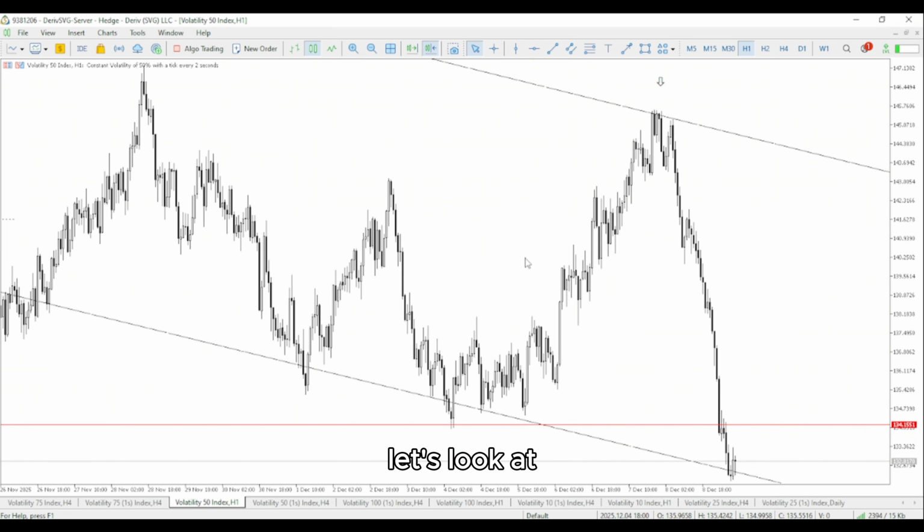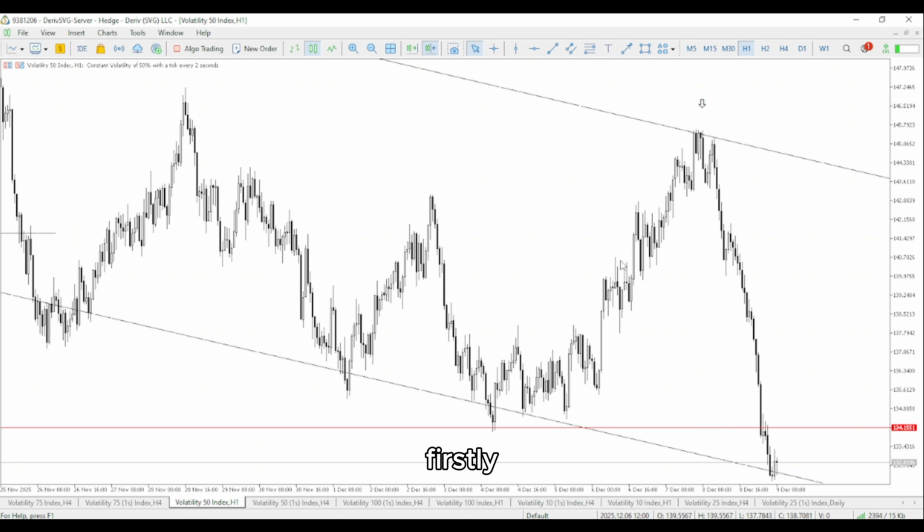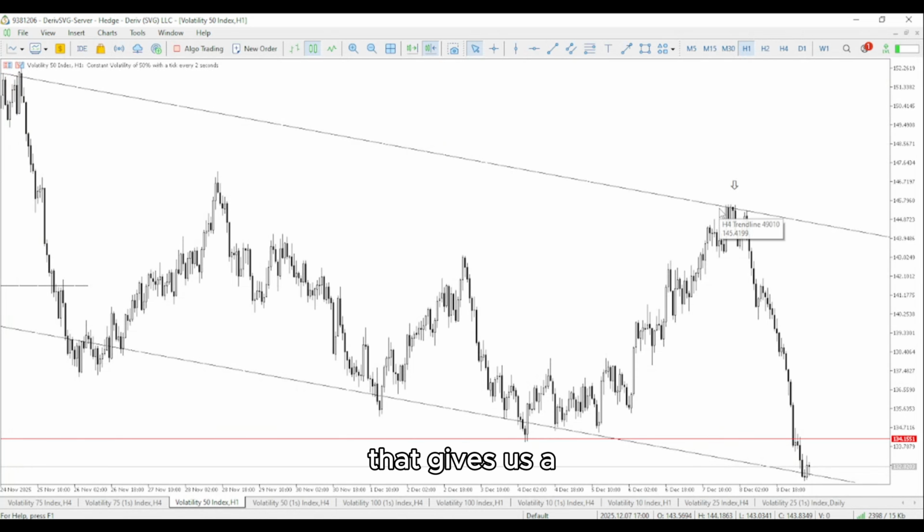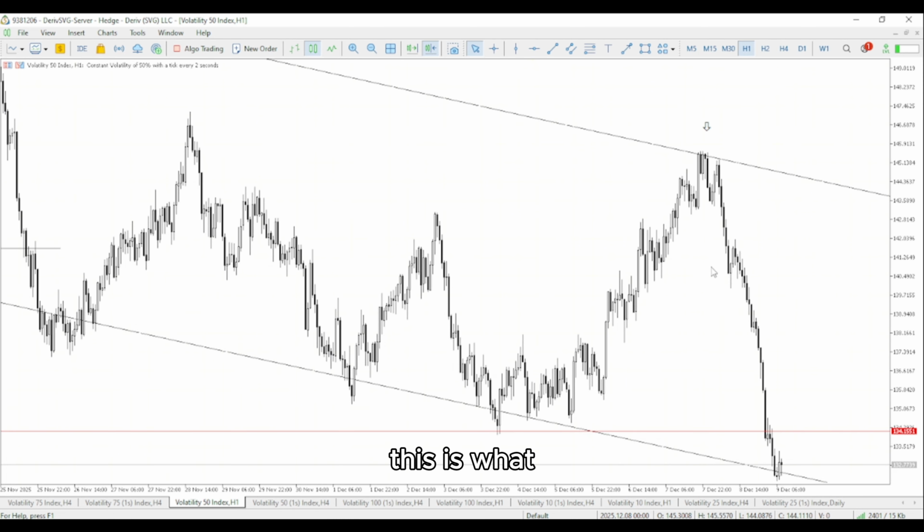So now let's look at it. Firstly, the trend is down. Second, we have a trend line. Third, we have a Fibonacci retracement level. Now that Fibonacci retracement level we can find at the trend line. That gives us a good, valid Fibonacci 61% level. So now this is what you do next.